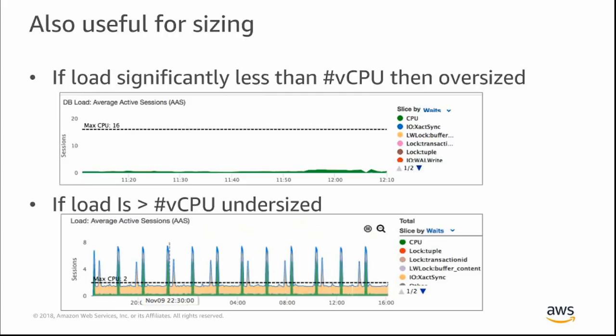On the other hand, if the load is greater than the number of CPUs, then the instance is undersized. Here I have a case where the spikes are constantly going above the max CPU. The max CPU is 2, and our spikes are spiking up over 6, and it's green, which is demand for CPU. So if I put this workload on a larger instance class, it would run faster.